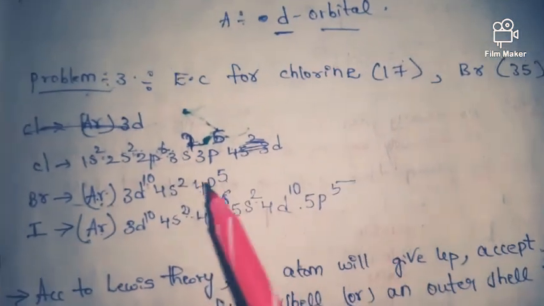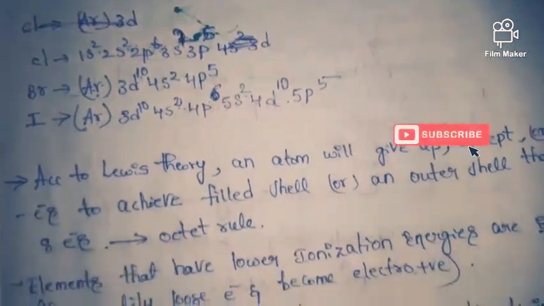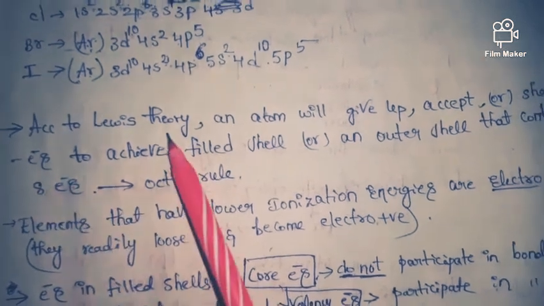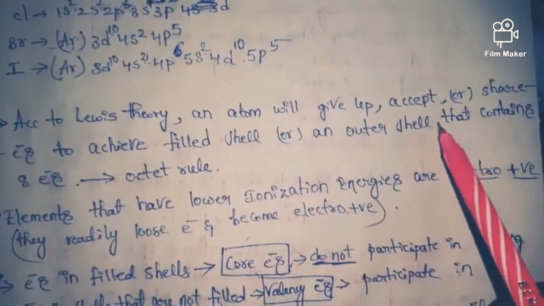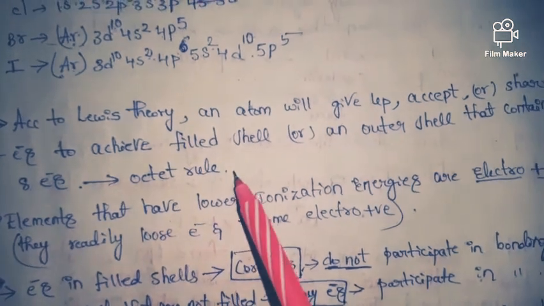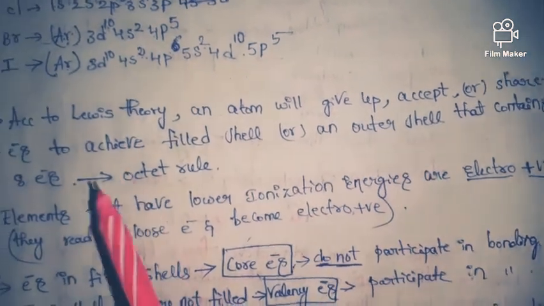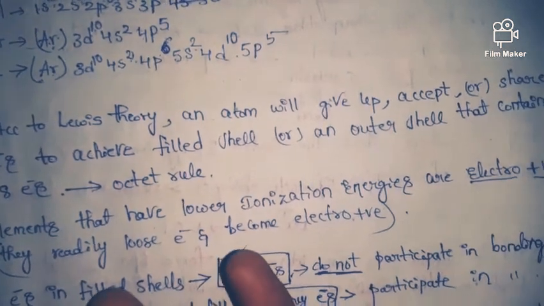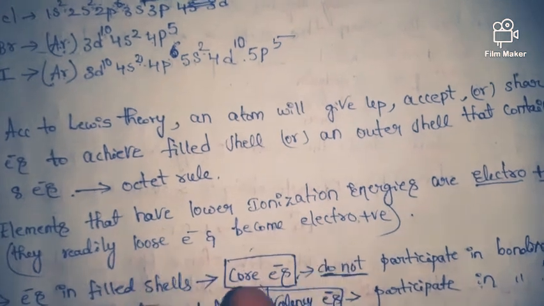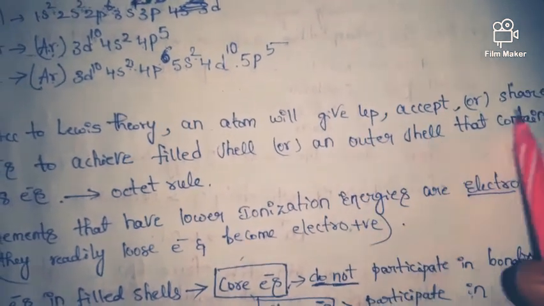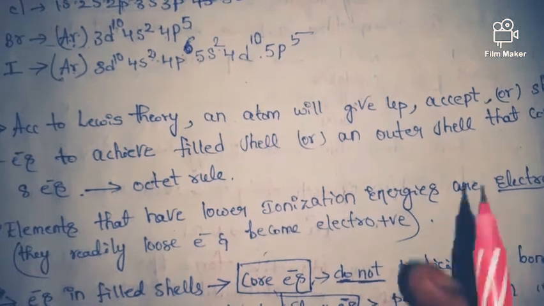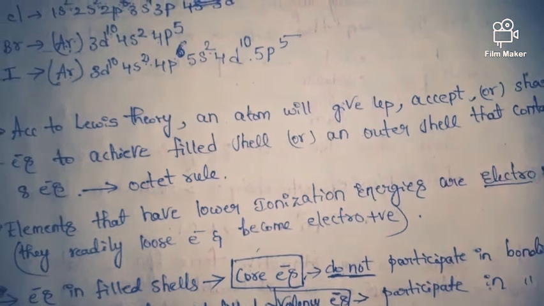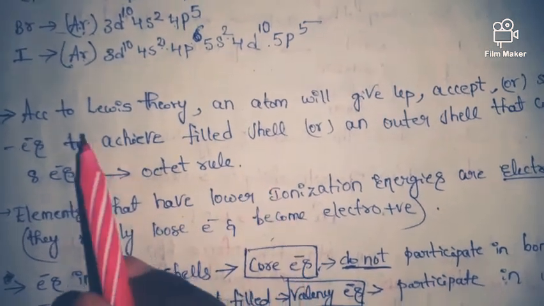Yes, these are the electronic configurations for the halogens, friends. Next, according to Lewis theory, an atom will give up, accept or share electrons to achieve a filled shell, or an outer shell that contains 8 electrons. According to the Lewis theory, an atom may give, accept or share electrons. These activities are all just to achieve a fully filled shell, or to get 8 electrons, the octet rule. That is according to the Lewis theory.